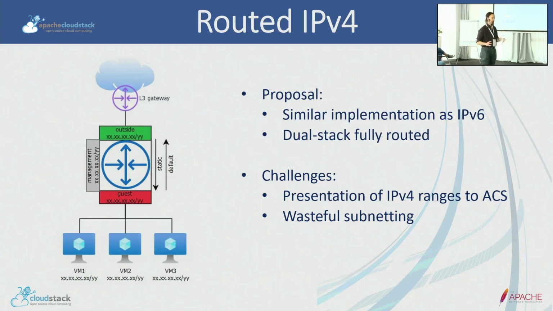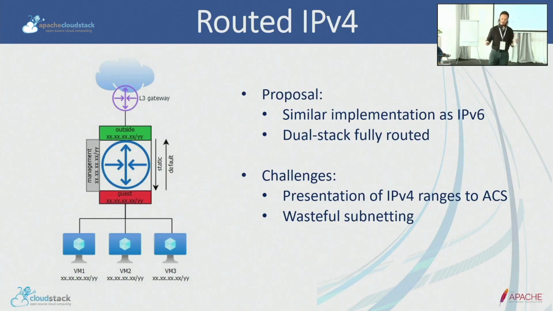But there are some challenges. IPv6 is quite easy. Address space is gigantic, and you can just present a /64 to each network, not a problem. IPv4, how do we break those networks in a way that we don't waste too many IPs? We're still thinking about how to do that in a way that can be consumed in an economic way.